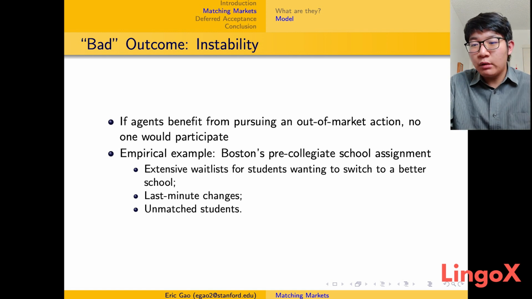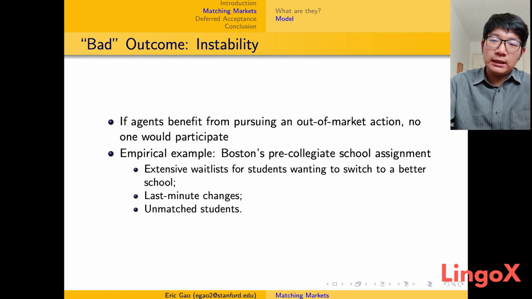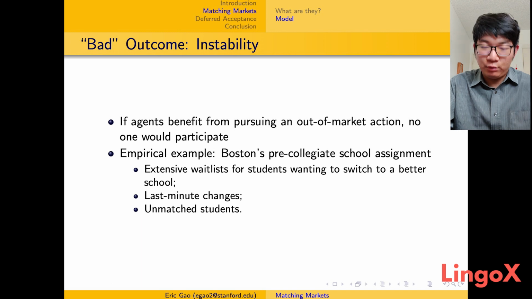And one empirical example of where this happened was Boston's old high school assignment program. What happened was that people wanted to pursue out-of-market options. Students and parents would go directly to schools saying that they want to enroll, and the result was that there were very long wait lists of students waiting to switch to a better school.